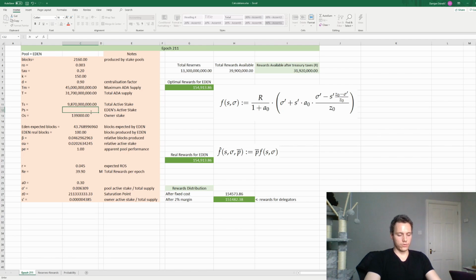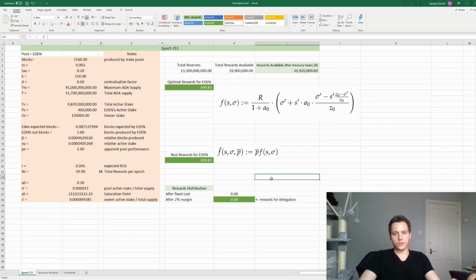Now let's consider small pools. The situation for small pools is actually not very good. Let's imagine a very small pool that has less than 500,000 ADA stake. So let's say it has 400,000. That pool is expected to create 0.087 blocks. If it creates one block, that is, it's a very lucky pool. But again, because the apparent performance is going to be set to 1, it will only receive a very small amount of rewards. In this case, not even enough to cover the fixed cost. So the delegators won't receive anything, and not even the fixed cost will be fulfilled.